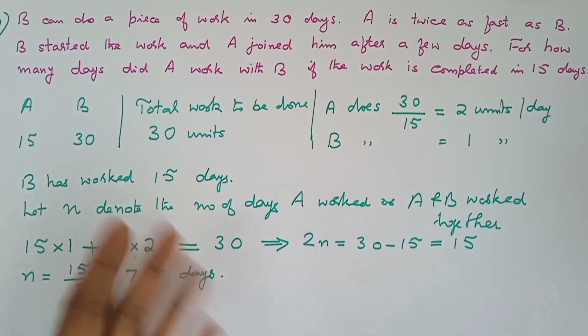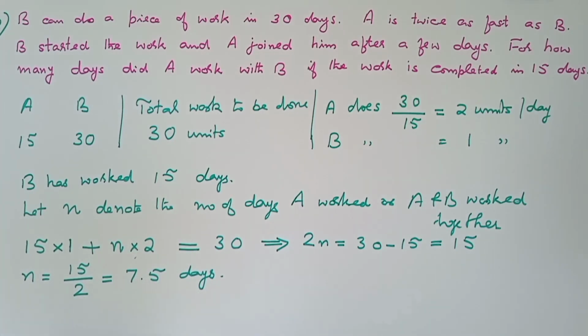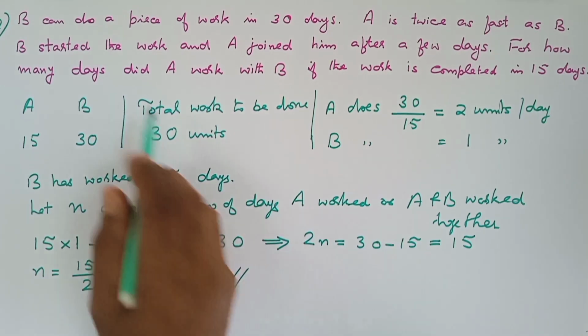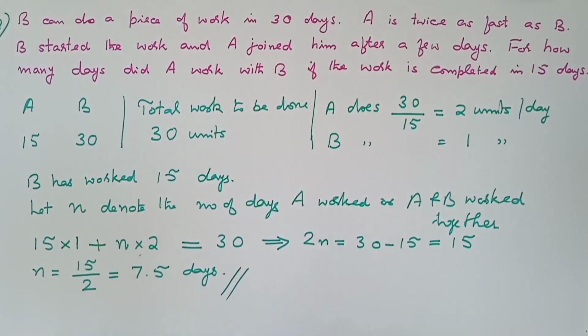After A joins, B is not stopping to work. So the number of days A works will be the same as the number of days A and B together work, which is what we are asked to find out in the problem. So 7.5 days is the number of days A and B work together.